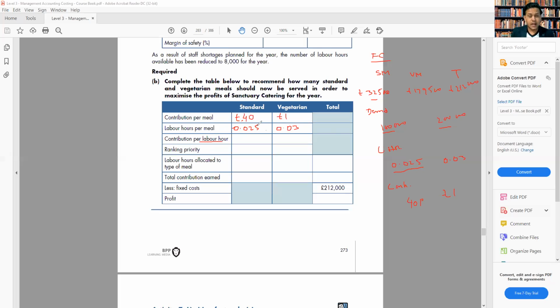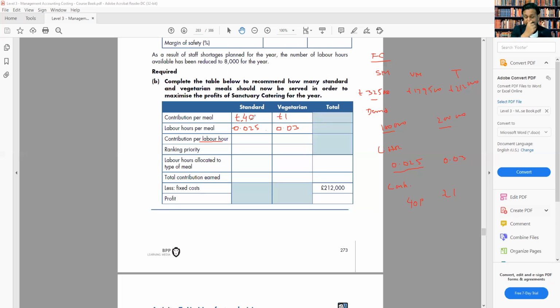So you see, it's not even an hour, it's the very point, like 0.025, maybe a few minutes. So if I need this amount of hours to make one standard meal, how much will be the contribution per hour? So per meal, the contribution is 40 pence. And in 1 hour, how many meals can we make and how much will be the contribution? So how do we calculate that? If we have 0.40, can anyone tell me how much will be the contribution per hour? You can do it.